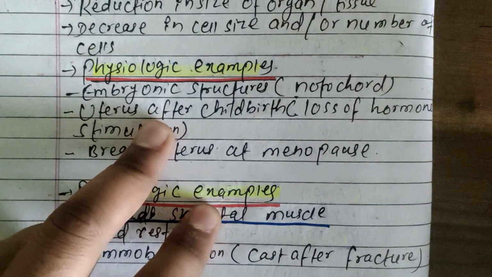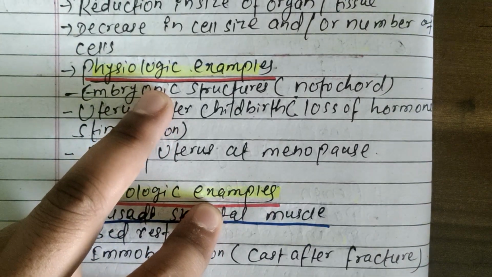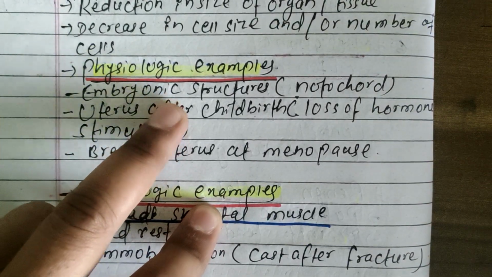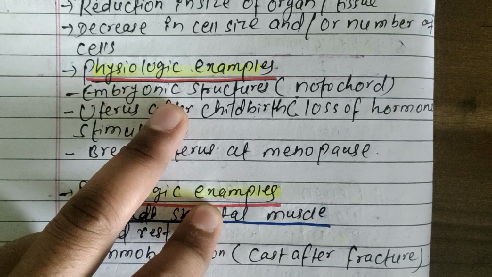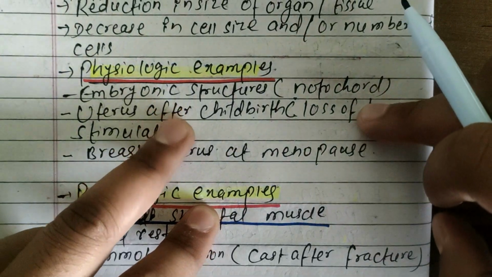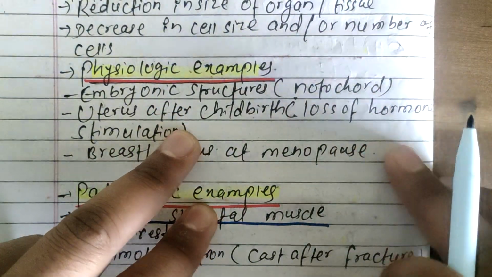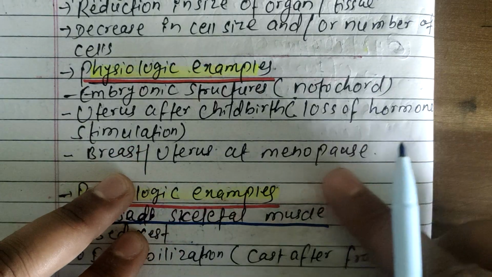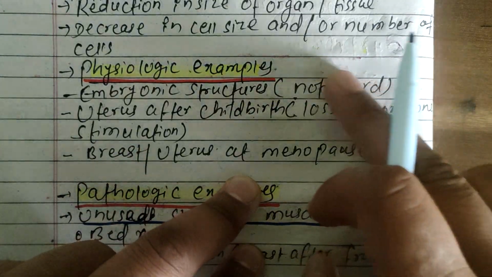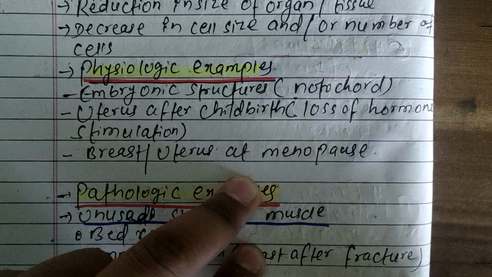Okay, now let's talk about physiological examples of atrophy. A physiological example of atrophy is embryonic structures, for example the notochord, and the uterus after childbirth. There is a loss of hormone stimulation in the breast and uterus at menopause. These all undergo atrophy in physiological conditions.